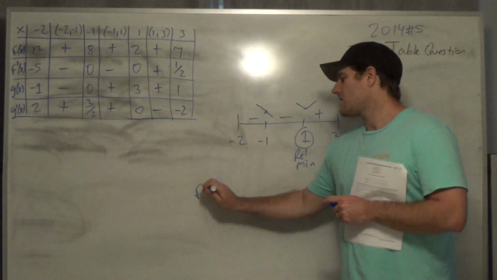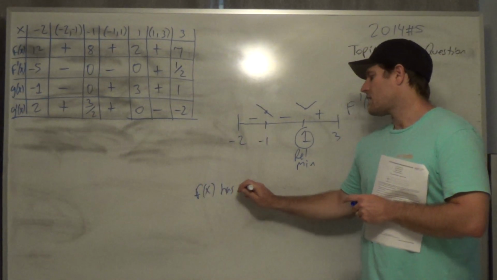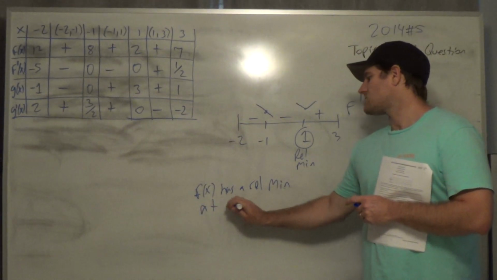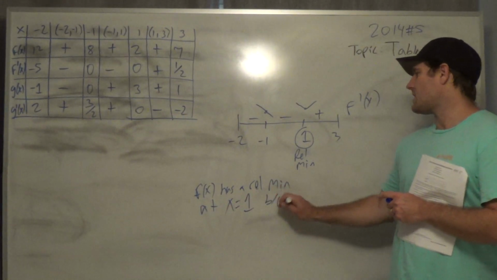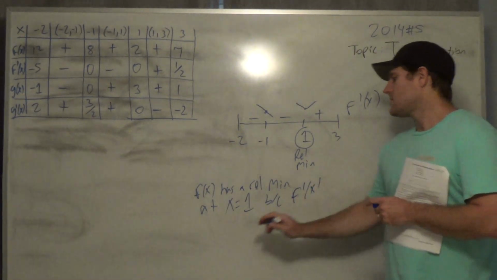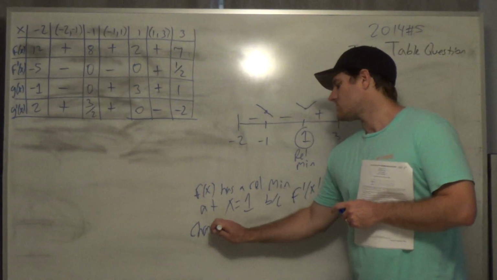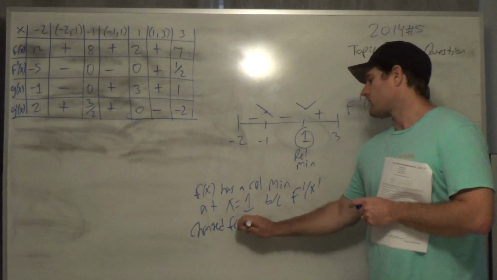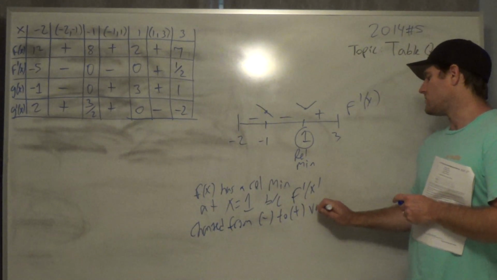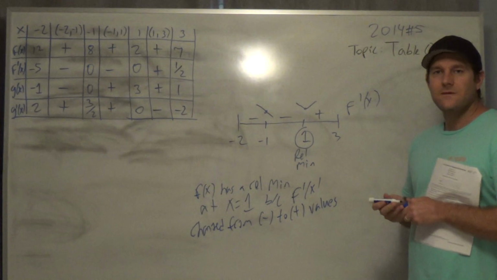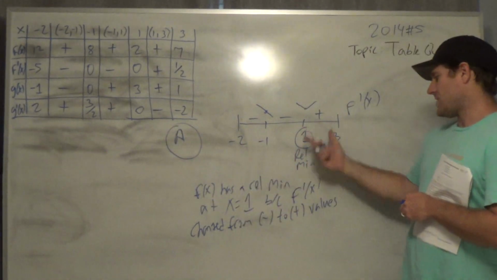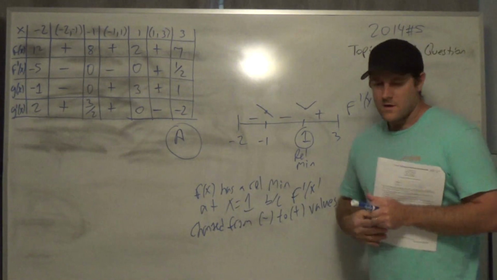So you would say f of x has a relative minimum at x equals 1 because f prime x changed from negative to positive values. And that's it. That's part A. Oops, forgot to put, sorry, that whole time that was part A. That's how you do part A. Okay, let's go to part B.